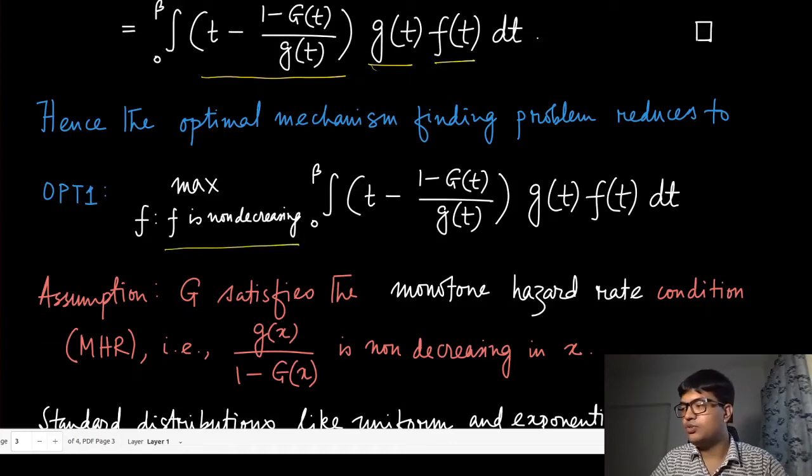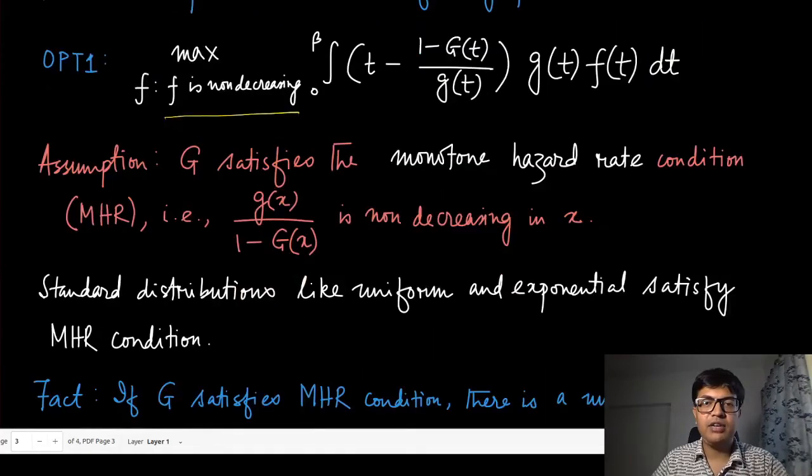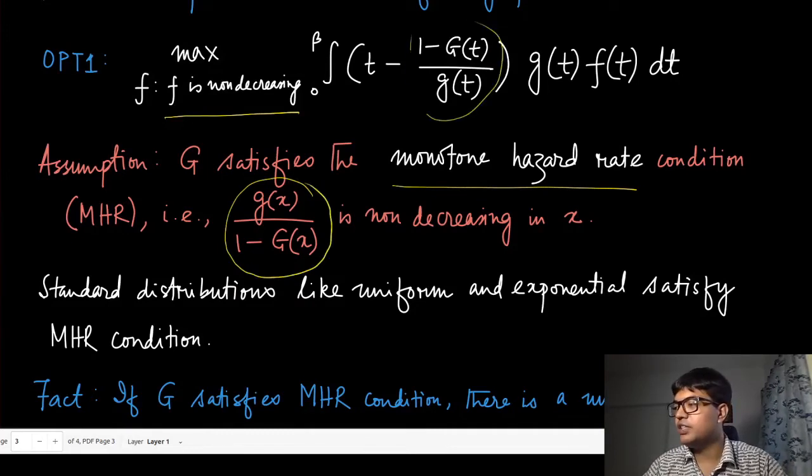Now in order to do that, we are going to assume some regularity conditions on this distribution G, and that regularity condition is known as the monotone hazard rate condition. So what does it say? It says that this ratio of g(x) by 1 minus G(x), that is just the inverse of this expression here, is monotone non-decreasing in x.